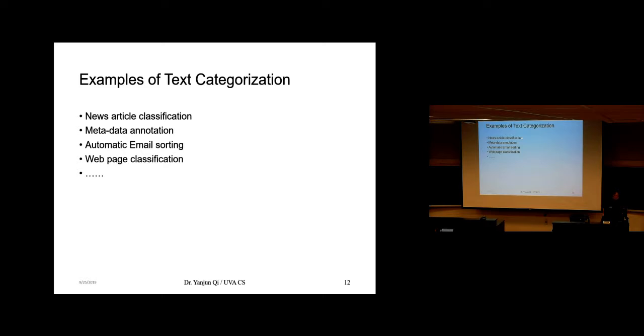Or the web page classification: is this a school page or a university page, and then under the school, it can have a department page. Under the department, is that a faculty page? Is that a student page? Or is that a staff logistics page? Or maybe about IT? And you can do all this automatic classification just based on the text content.